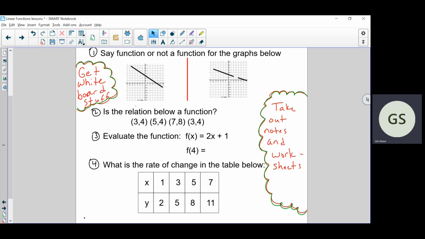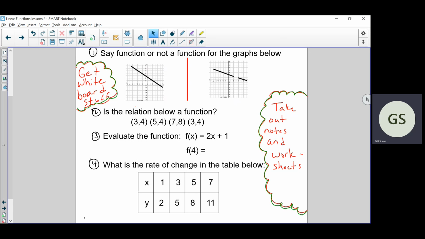There's no difference in f of x and y. Y is the output, f of x is the output. The only difference is we say y instead of saying f of x. They both mean the same thing. They're the answer, basically, to the equation. They're in the same format.